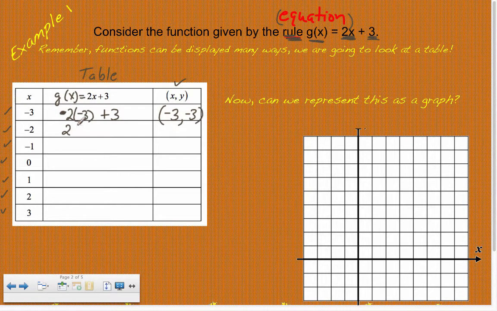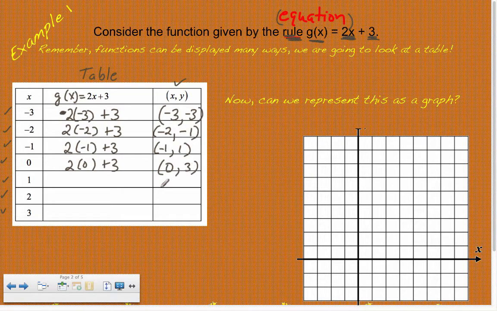Okay, this tells me to double and add 3. Negative 4 plus 3 is negative 1. Okay, this tells me to double and add 3. So when I put a negative 1 in, my answer is 1. All right, so you see the pattern, double and add 3. So when I put a 0 in, my answer is 3. This tells me to double and add 3. So when I put a 1 in, my answer is 5.